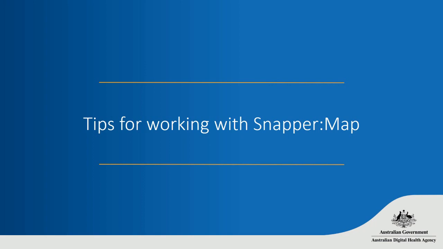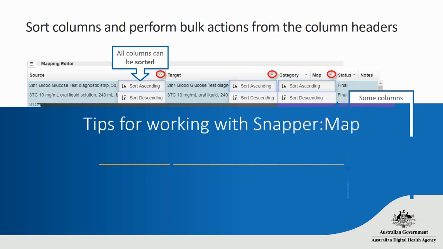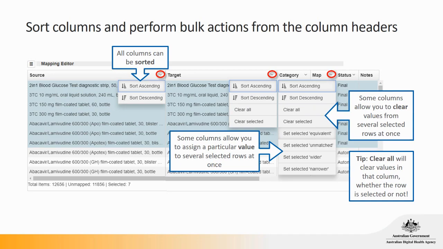Now let's go through some tips for working with SnapMap to make the process a bit more efficient. You can find drop-downs on each of the column headers for ways to work with the maps. All columns can be sorted in alphabetical or reverse alphabetical order, and can be handy, for example, if you choose sort descending on the target column. This way you can group blank or unmapped rows at the top.